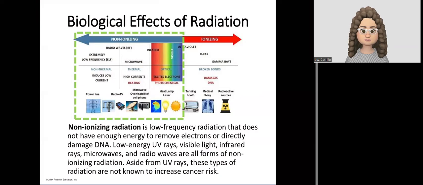Visible light, which is what allows us to distinguish colors in everyday life. Infrared, microwaves, and radio waves are all forms of non-ionizing radiation. Now, to date, it has been at least suggested that these types of radiation are not known to increase cancer risk, but that is the data that we have up to date.